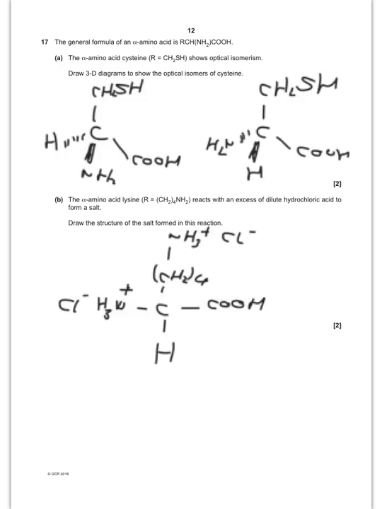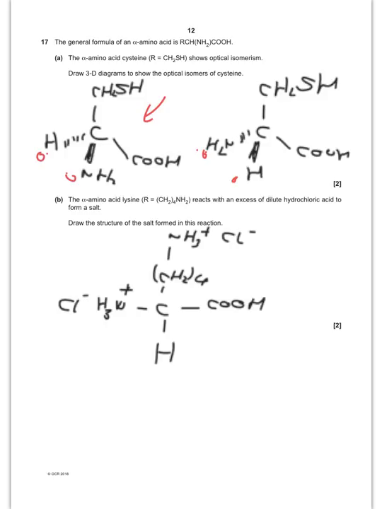So I'm now going to draw in 3D this alpha amino acid. The easiest way to do it is to draw it like this, and then just swap these two groups around like so. So you make sure that you get both optical isomers there. Makes it nice and easy for the examiner to spot quickly as well.